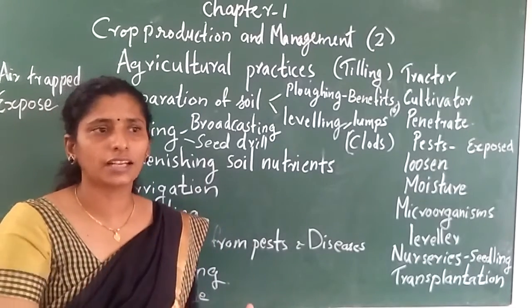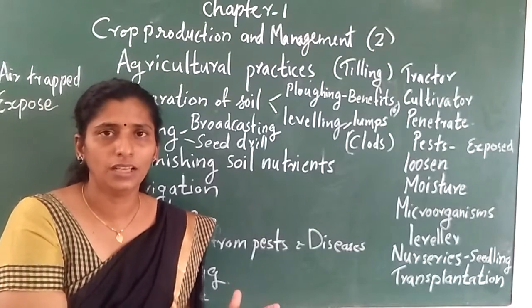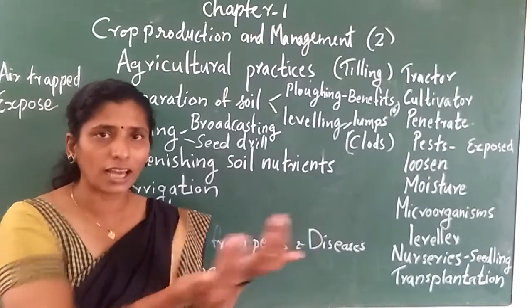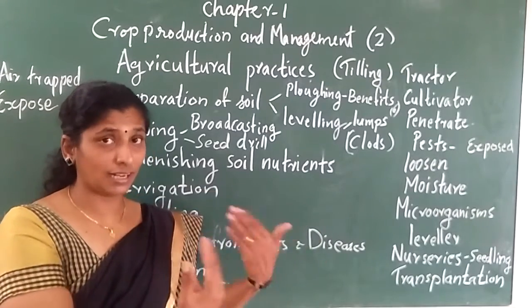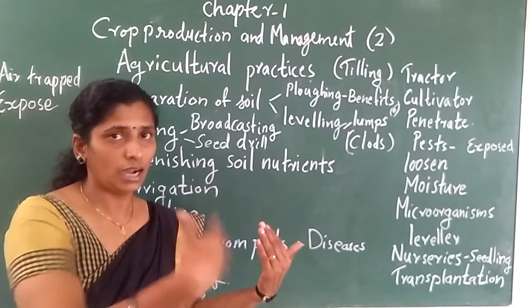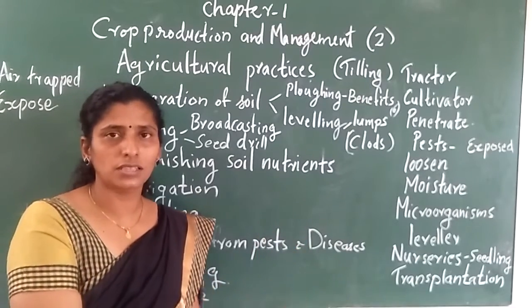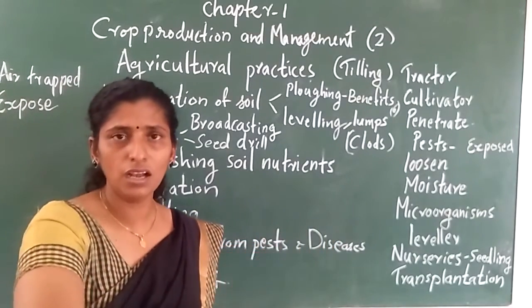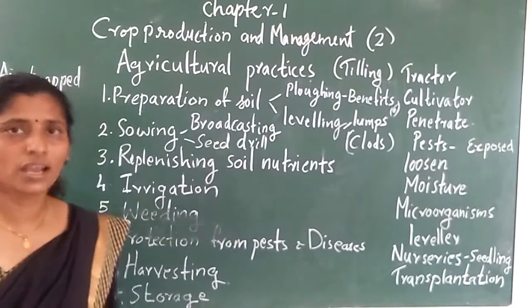If we have not collected it at the correct time, what happens? Everything will get spoiled. So we have to collect whatever we have grown. That process is called what? Harvesting. Harvesting is the collection of the grown-up crops.